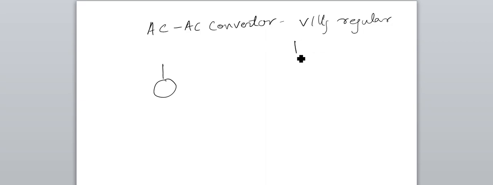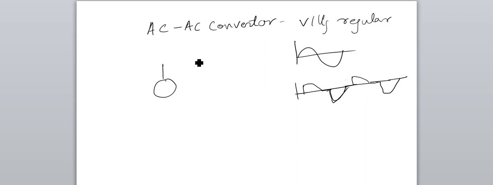Okay, so this waveform will be, this is your AC cycle and the output will be like this. What we are doing is converting our cycle like this. AC means one positive, one negative. This is your input voltage and this is your output voltage. So we are converting our input to the output.